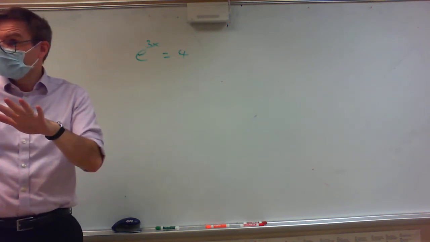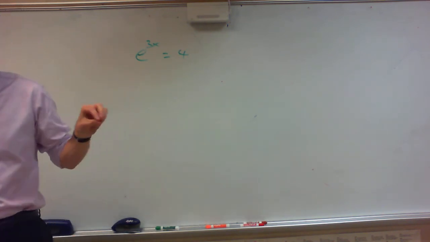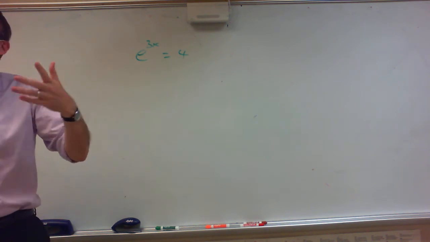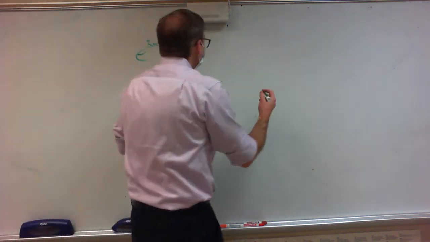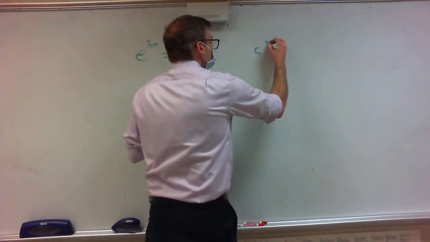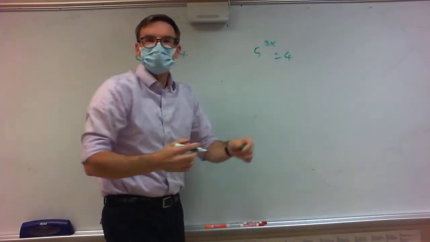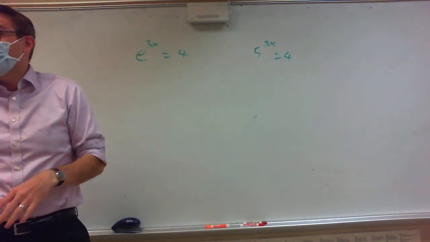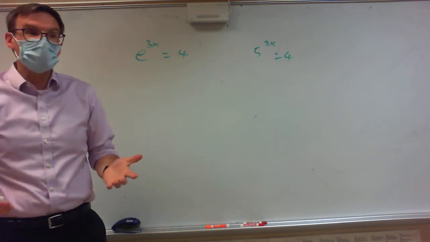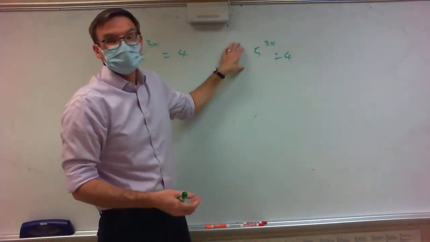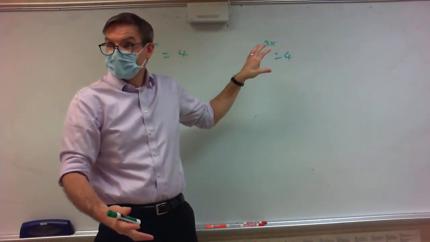So what do you do? What would you do yesterday? If I gave you 5 to the 3x equals 4, what would you do? You take log of both sides, right? And the reason you take log of both sides is that it lets you bring the exponent down in front where you can handle it, right?